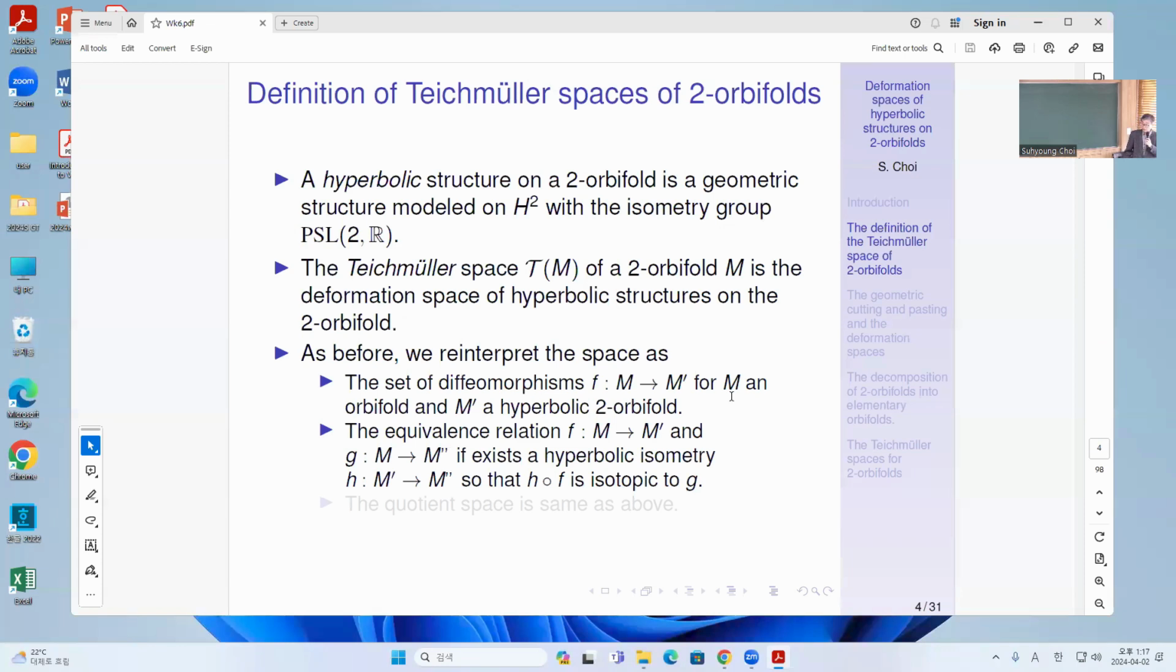So Teichmüller did this by doing this marking. So it sort of covers the Riemann moduli space, but the Riemann moduli space will have fixed points. So the Riemann moduli space is really more of an orbifold actually. The quotient space is the same as above. So okay, you want to define the Teichmüller space like this, or you can just think of it as the deformation space of hyperbolic structures. Okay.